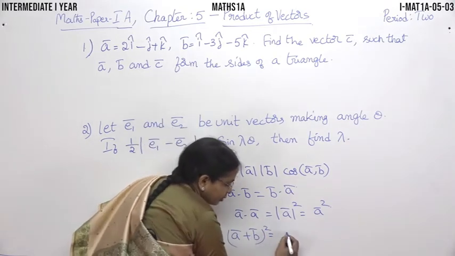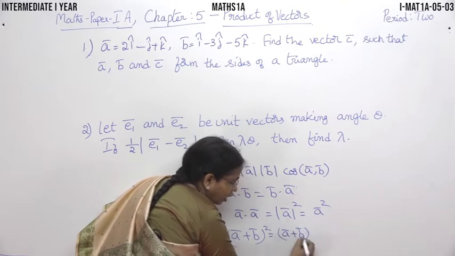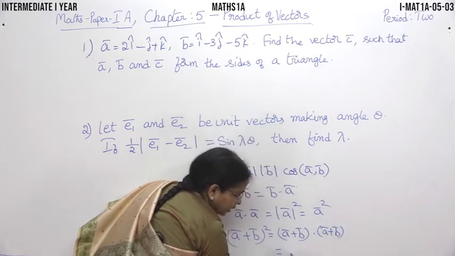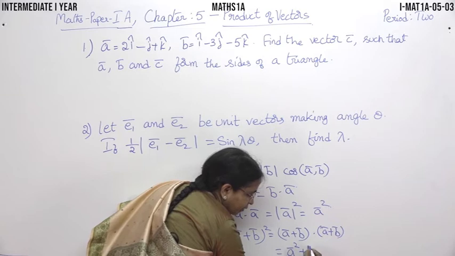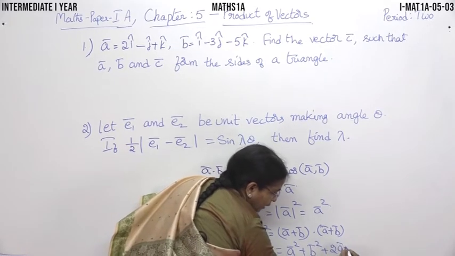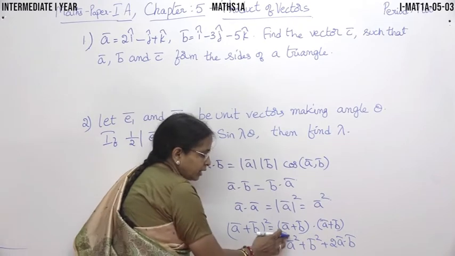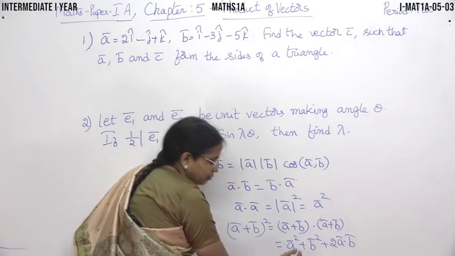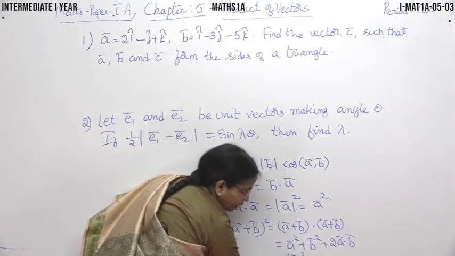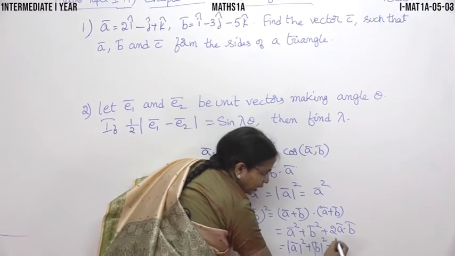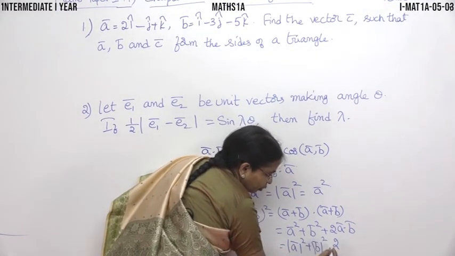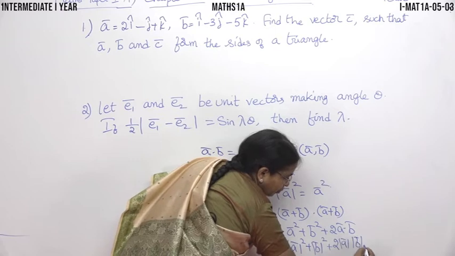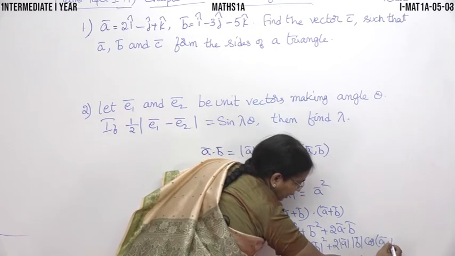We'll write A plus B whole square actually as A plus B dot A plus B. That is A square plus B square plus 2A dot B. A square is again mod A square, B square is mod B square, and 2A dot B we will write as 2 into mod A into mod B into cos of angle between A and B.